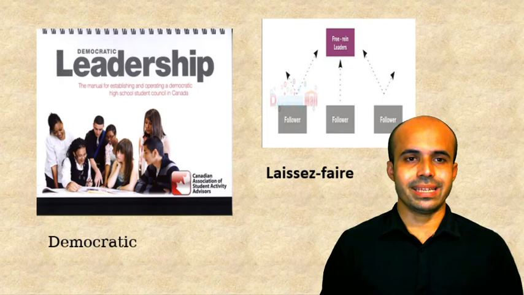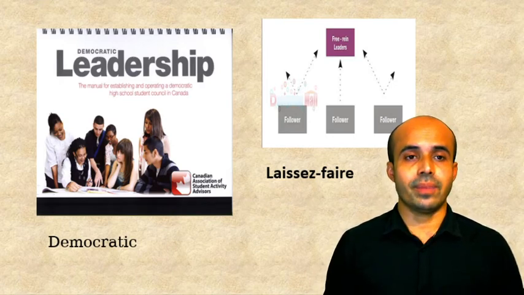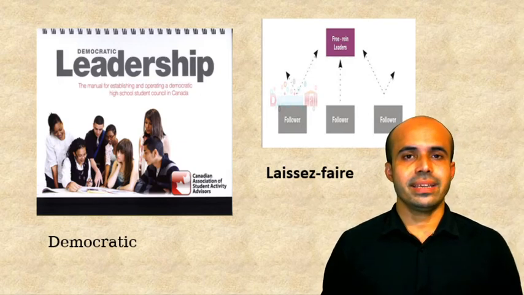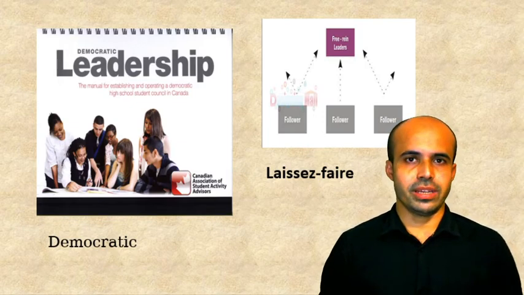Now coming to our other two classifications. Democratic, where the decision is made by consultation with the other workers who are concerned. All the work is done by taking the opinion from all workers, and each decision will be made that way. That leadership is called democratic leadership.